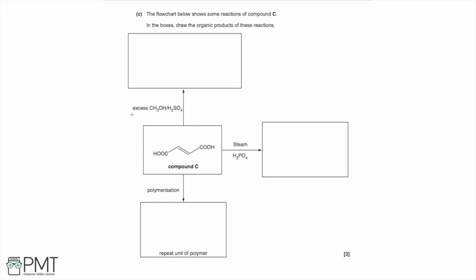So first of all, we've got these conditions here. We've got the excess methanol and sulfuric acid, and these are esterification conditions. These are hydration conditions here, the steam and phosphoric acid catalyst. Hydration of an alkene is when we turn it into an alcohol. And polymerization is going to be an addition polymerization, where the alkene sort of unfolds, the double bond unfolds and creates a long carbon-carbon backbone.